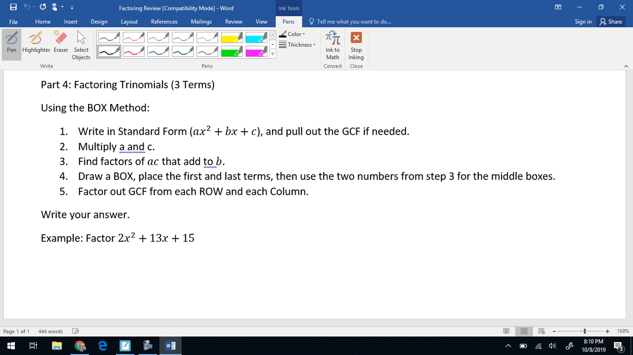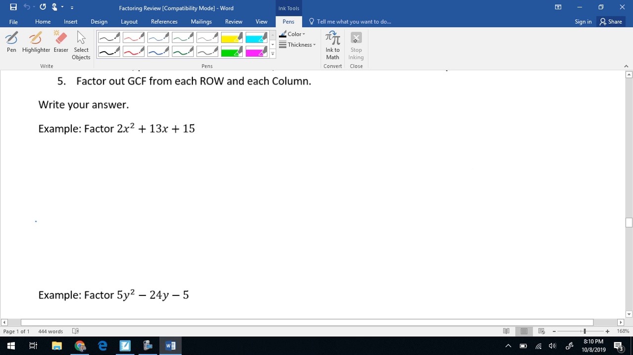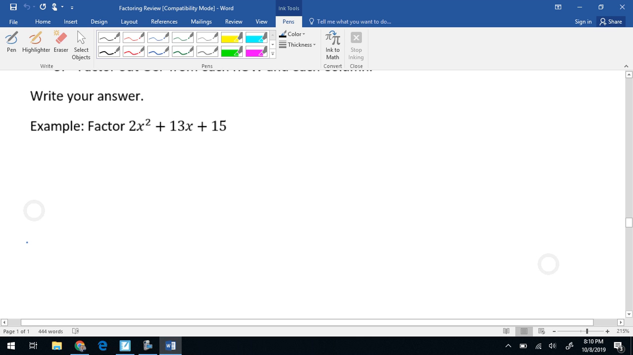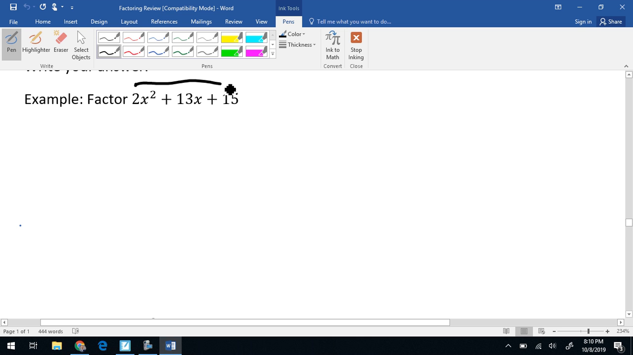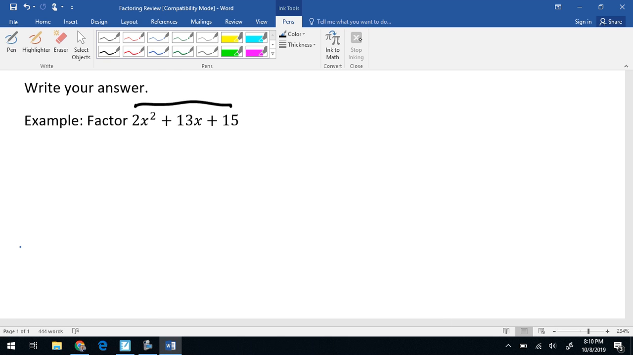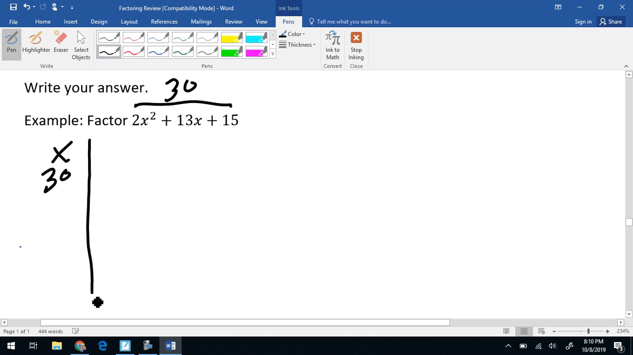So this is all going to make a little bit more sense as we start to do the example, starting with this first one, 2x squared plus 13x plus 15. So we're going to start by multiplying a times c. So 2 times 15 is 30. And then I'm going to look for factors of 30 that add to 13. 13 is my b, right there in the middle.